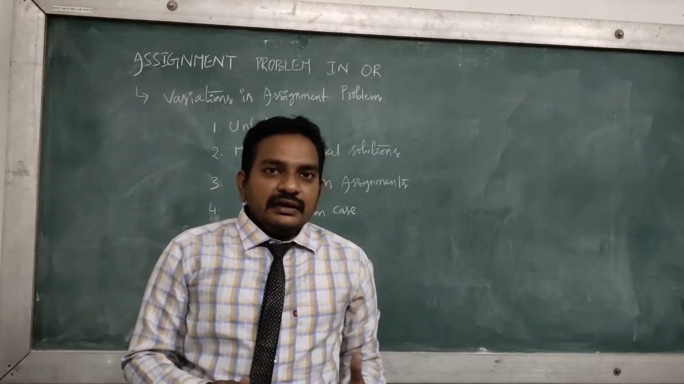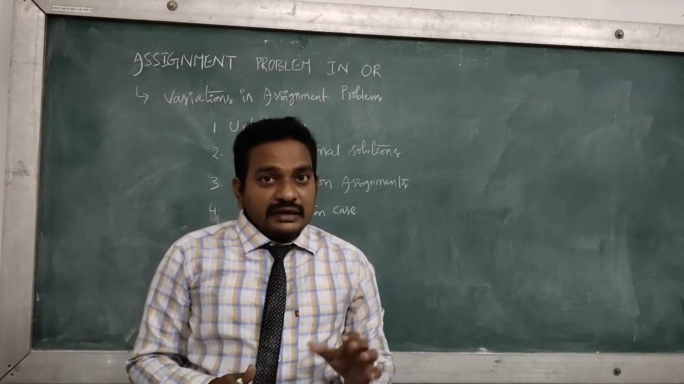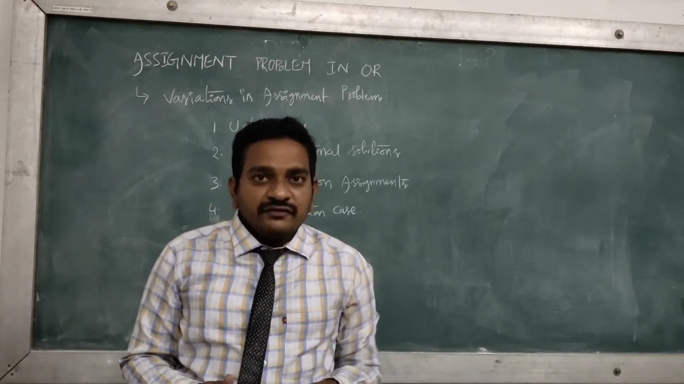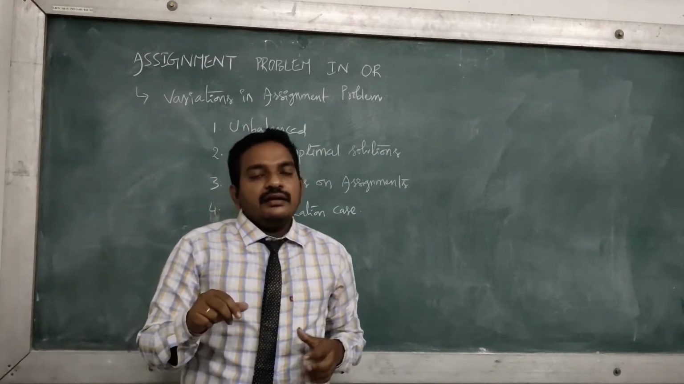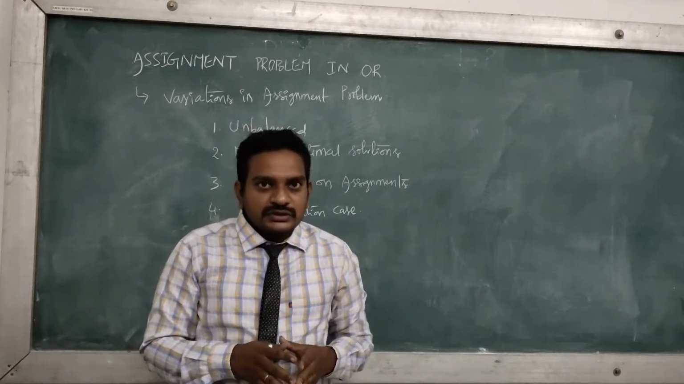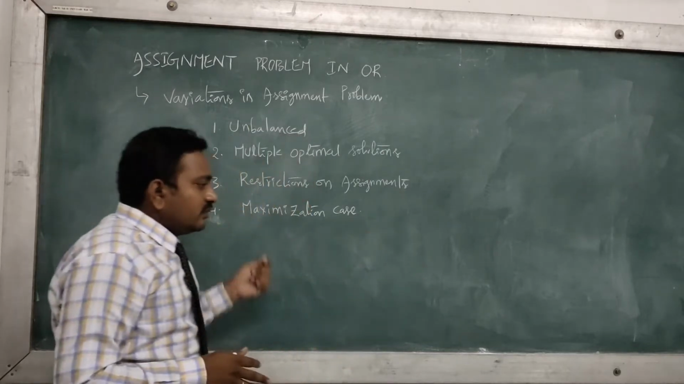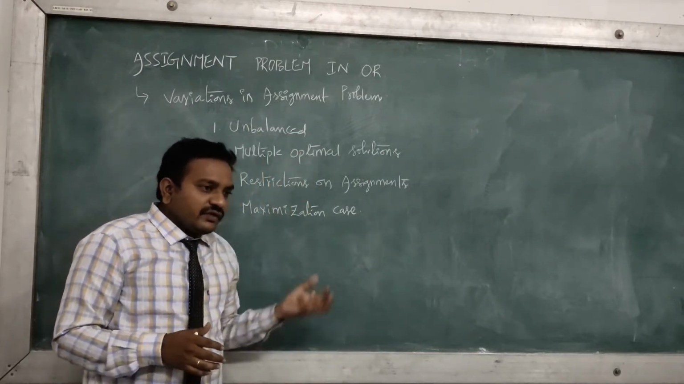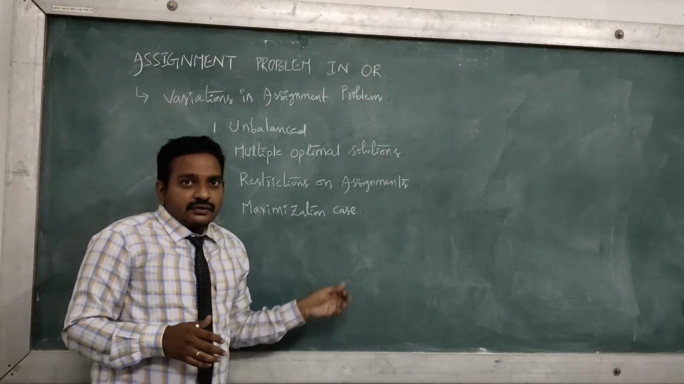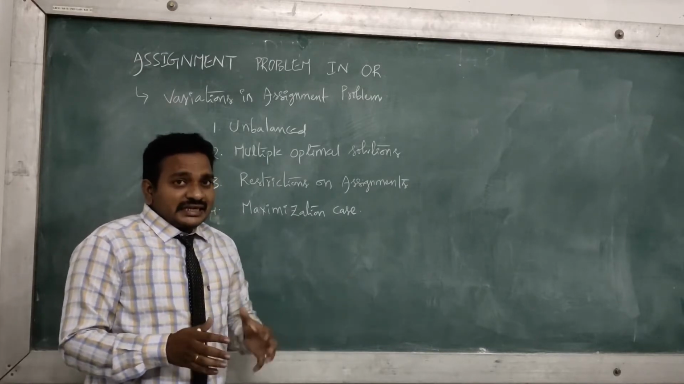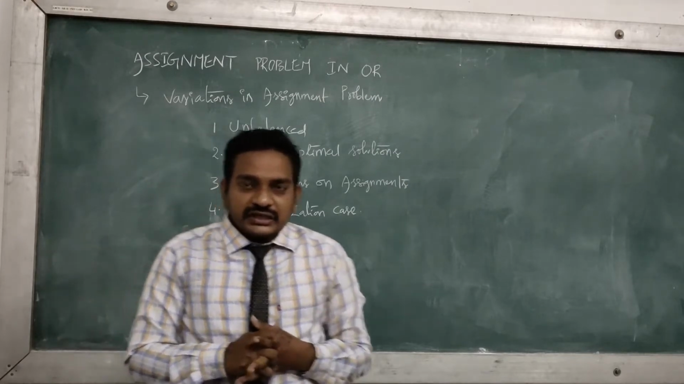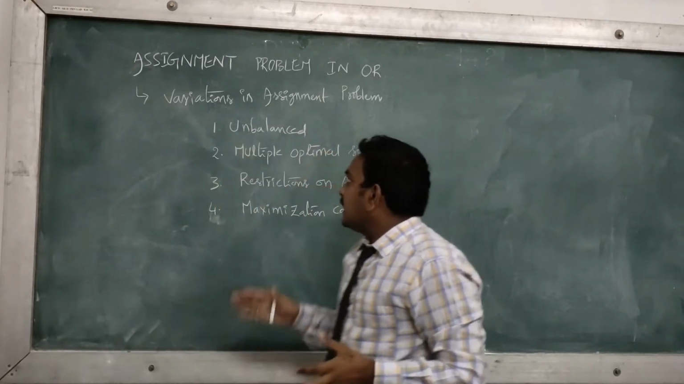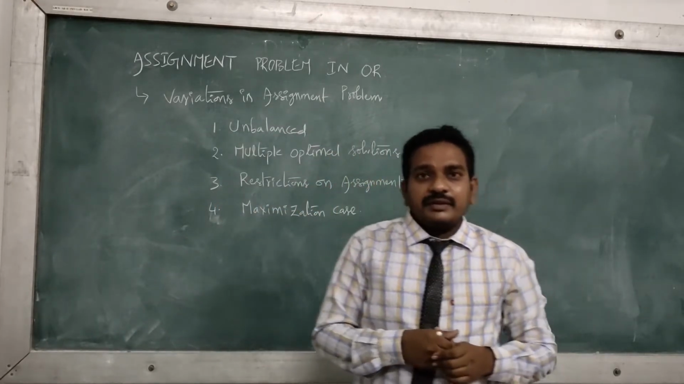We know that an assignment problem, or given payoff table, is a square matrix where we have n into n number of rows and columns. These are the four special conditions where we can apply the Hungarian rule also, by making certain changes earlier. The first variation in the assignment problem is the unbalanced assignment problem.